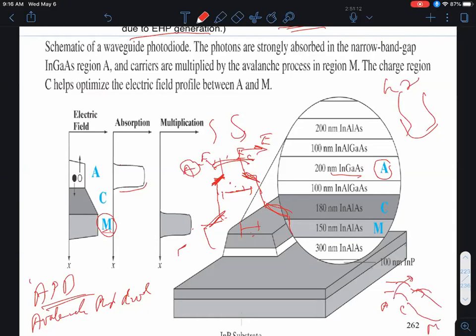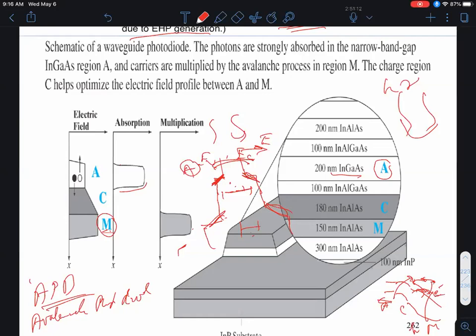I create electron hole pairs. The electrons travel this way. The holes would like to travel this way. But what you do here is these electrons that are traveling this way undergo acceleration in this multiplication region. They become hot electrons. And as in the impact ionization process of a PN junction diode, this hot electron can impact ionize, create a secondary electron hole pair. Of course, in the process, it cools down.